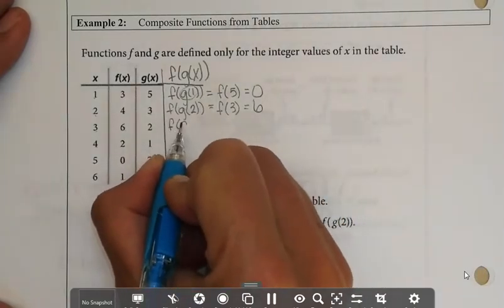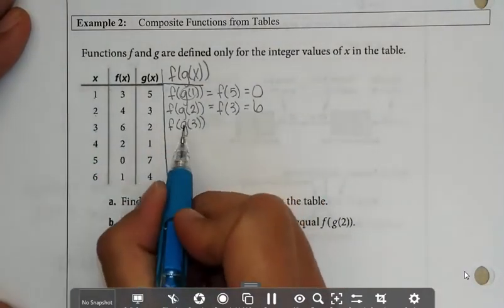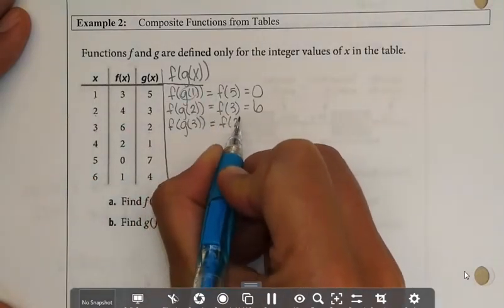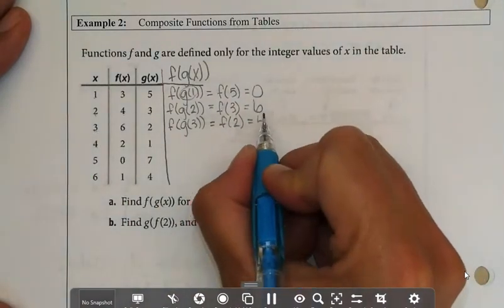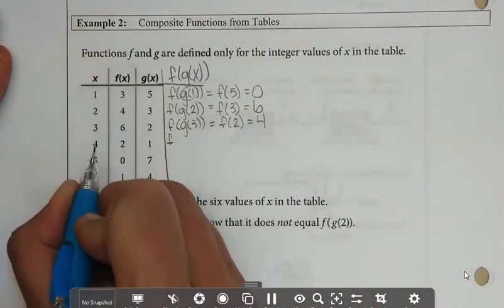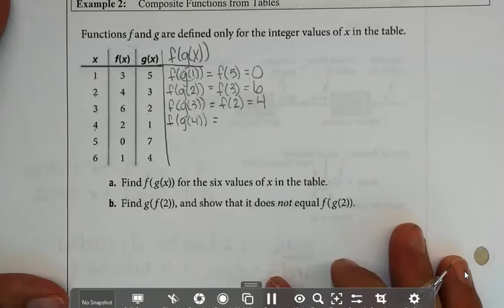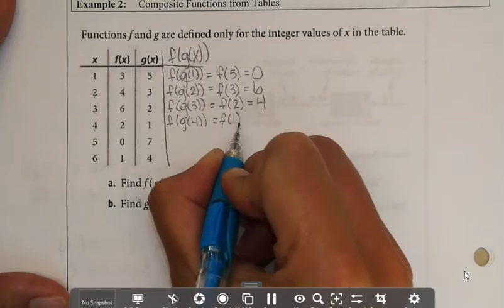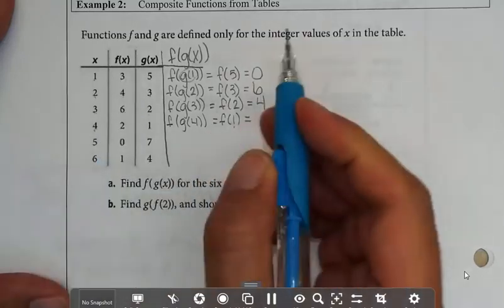So the next one's going to be f of g of 3. Where am I getting these inputs? From the x value. So I'm going to start with g of 3, plug 3 into the g function, I get 2 out, which really gives me f of 2. And f of 2 is up here, so plug 2 into f, I get 4 out. All right, next I'm going to do f of g of 4. Thinking about g of 4, when I plug 4 into the g function, I get 1 out. So now I've got f of 1. Go back up here. If I plug 1 into f, I get 3 out.